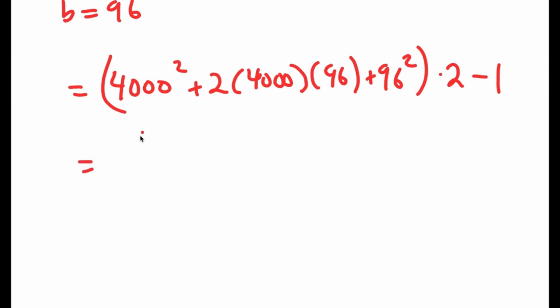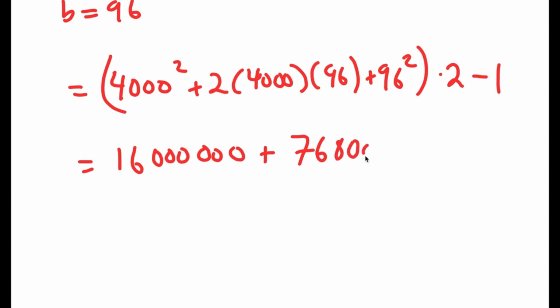Now 4000 squared is equal to 16 million. 2 times 4,000 is 8,000, and 8,000 times 96 is equal to 768,000. And now I have this plus 96 squared, which is equal to 9,216. And all of this I have times 2 minus 1.